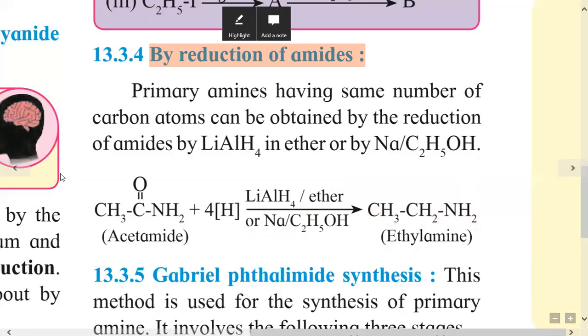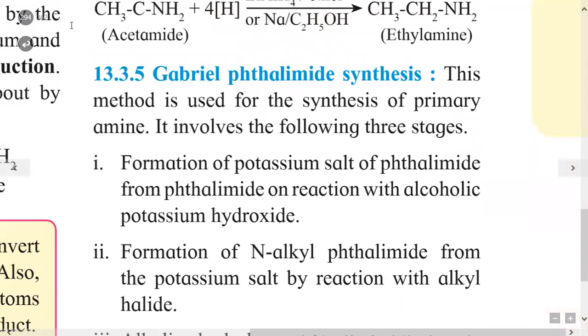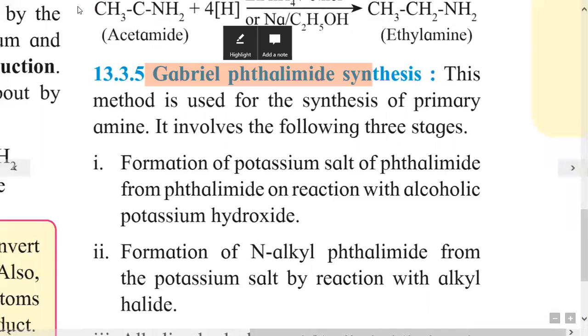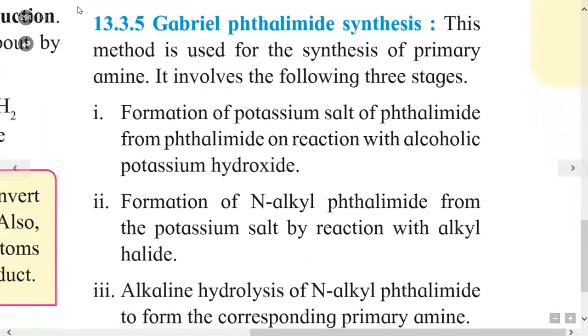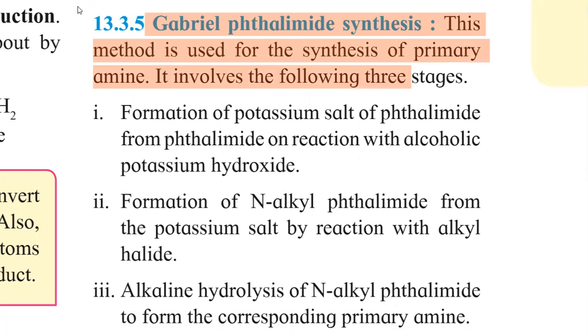By reduction of amides, we get primary amine. Then the fifth method is one of the important methods, and its name is given after the scientists who discovered this reaction. The synthesis of primary amine using phthalimide is called the Gabriel phthalimide synthesis. This method is used for synthesis of primary amine and it involves 3 stages.